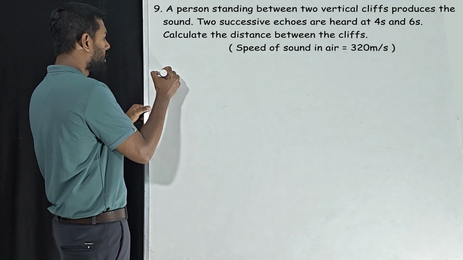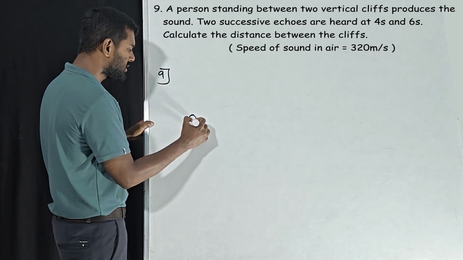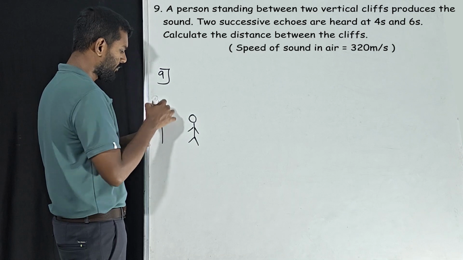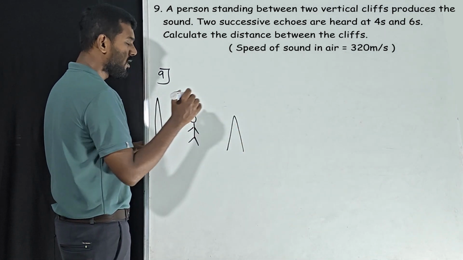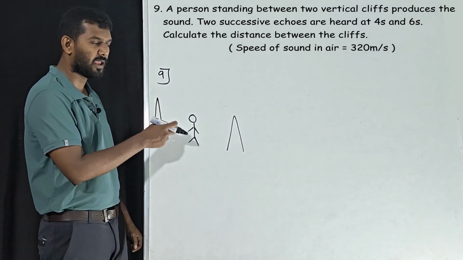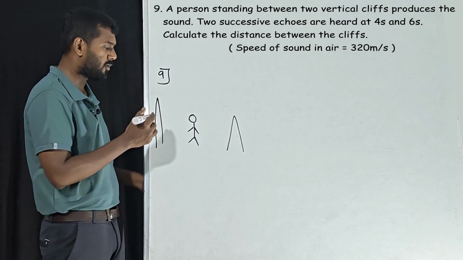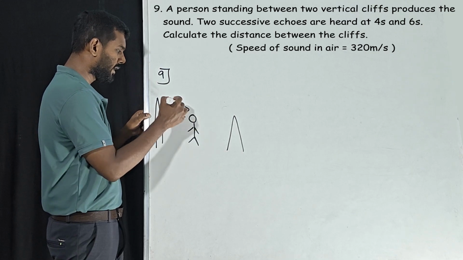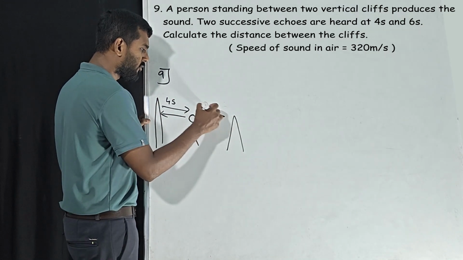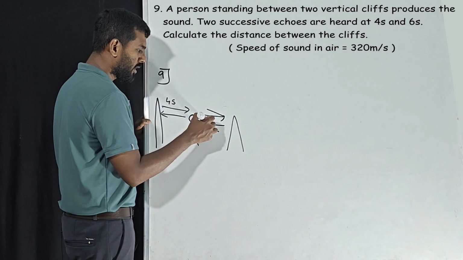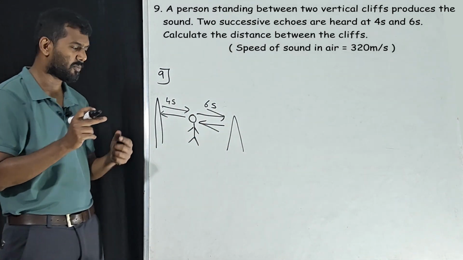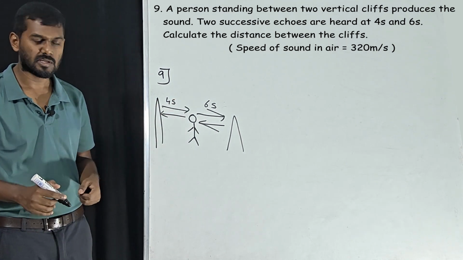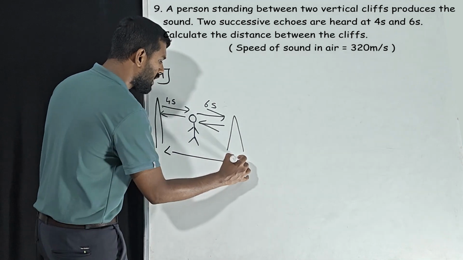This is question number 9, correct. Now I'll draw the diagram. A person is standing between two cliffs, correct. One cliff, okay, and one more cliff. So a sound is produced by him. Two successive echoes are heard. One, to hear an echo, it takes 4 seconds. To hear an echo from this one, it takes 6 seconds. So between two cliffs he is standing, so he will hear two echoes, that too in two different sounds. Now we need to find the distance between the two cliffs.